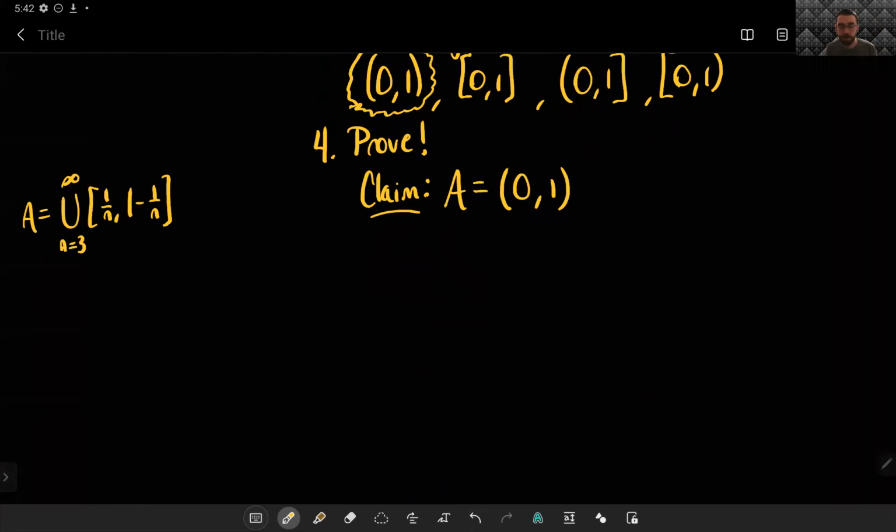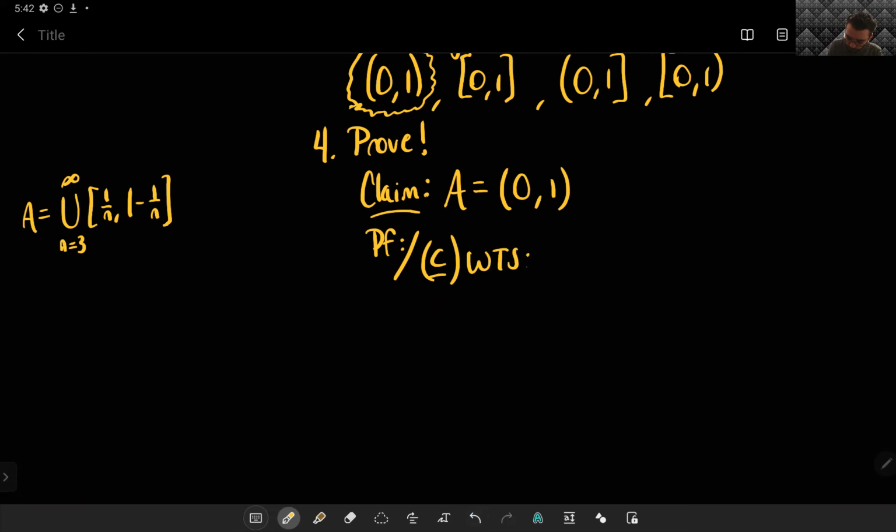A is that union. All right, so that's my claim. And in order to prove that, you can remember that equality of sets, these are both sets, 2 sets being equal means one is a subset of the other and vice versa. So let's prove it both ways. Let's prove A is a subset of 0, 1 first.